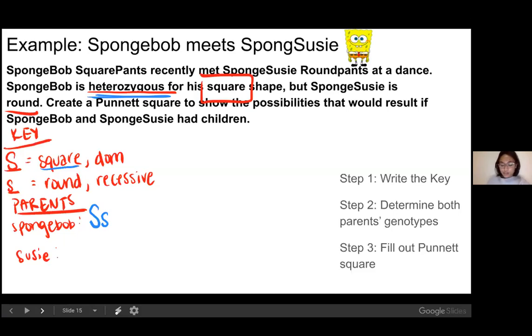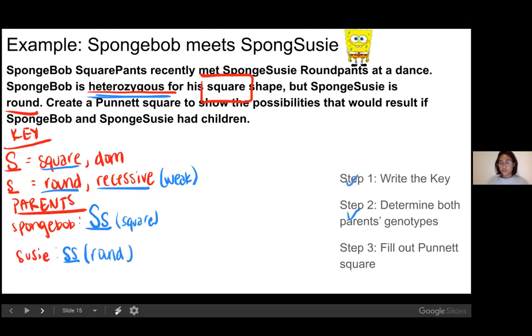We know that round is recessive, so which one would correctly show Susie's genotype? So Susie actually needs to have 2 little s's because she's round. It's recessive, and recessive means weak. Those genotypes cannot be by themselves. They need to have a partner to strengthen that genotype. So Susie has 2 little letters to show that she's round. And so I'm gonna write that here just so that we don't get confused. Susie is round while SpongeBob is square.